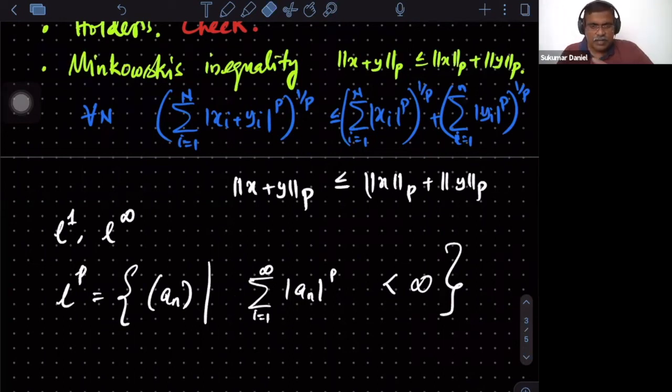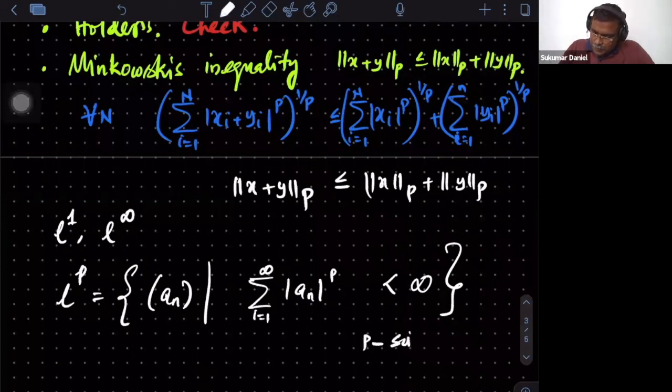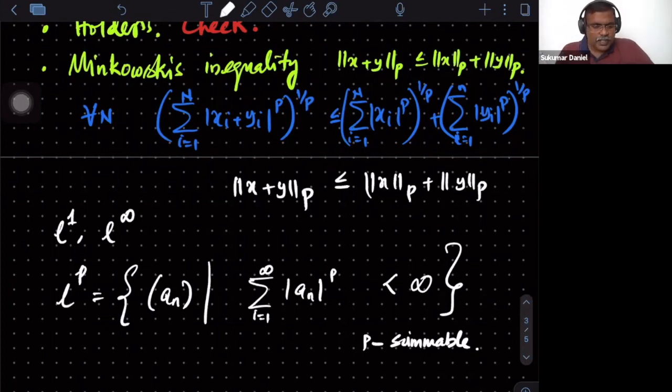Can you see both of them are the same definition? So LP is the space of all sequences which we call p-summable. And hence now for all values of p between 1 and infinity, you can define this space.